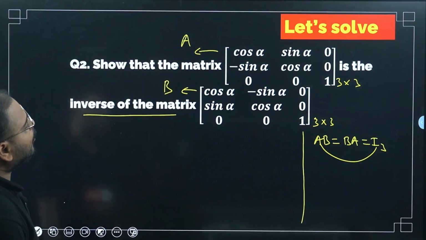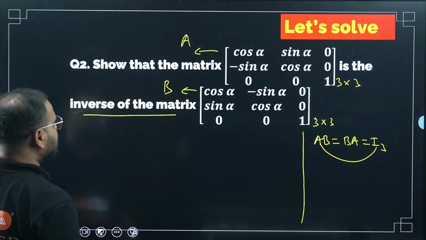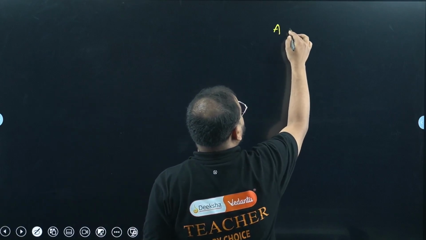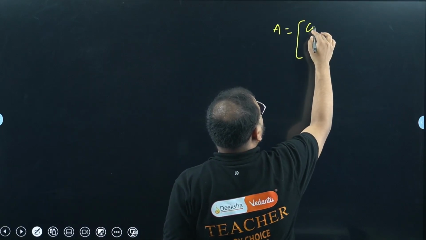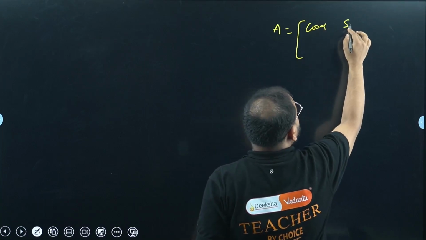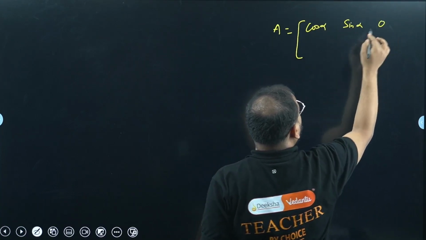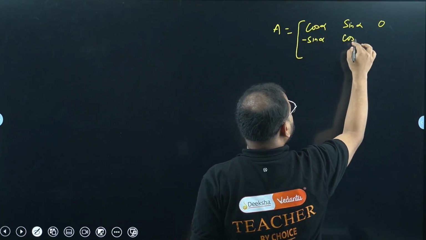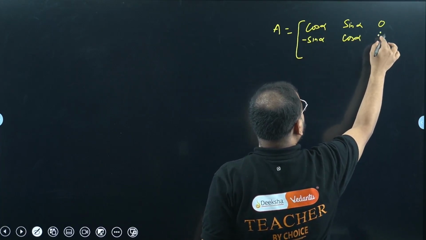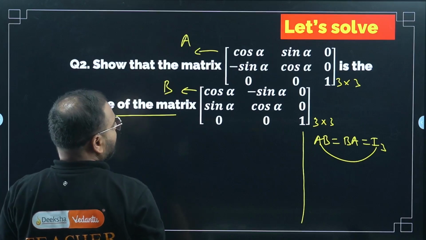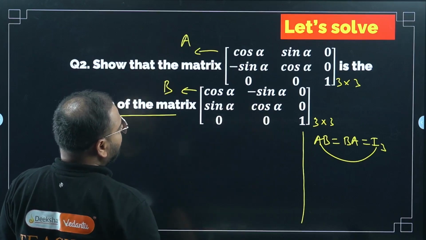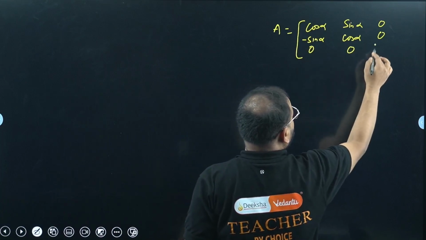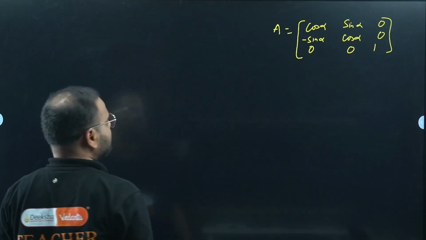What is my A? Cos sine 0, sine cos 0, 0 0 1. Okay, so what is my A? Cos alpha sine alpha 0, minus sine alpha cos alpha 0. Is it right? Minus sine cos 0, correct, and 0 0 1. Let's cross check one last time so that there's no mistake.